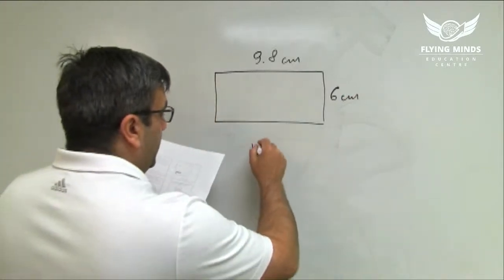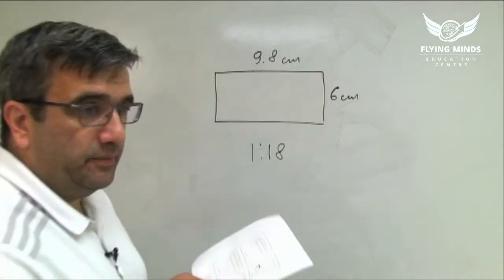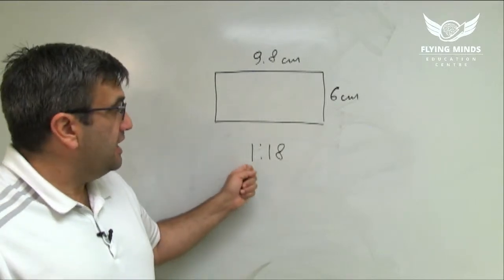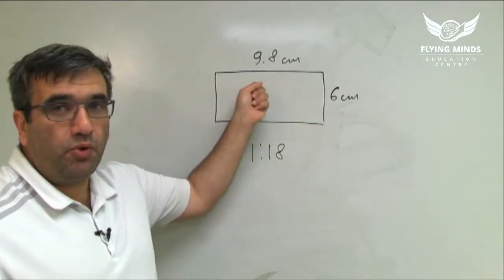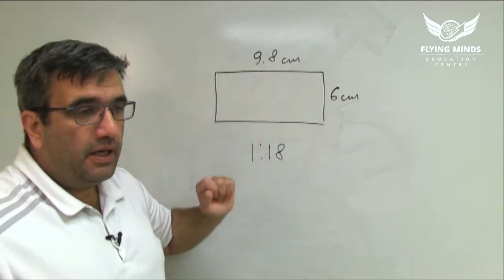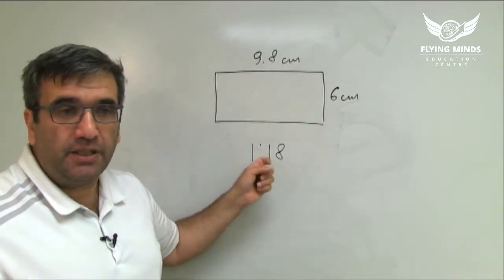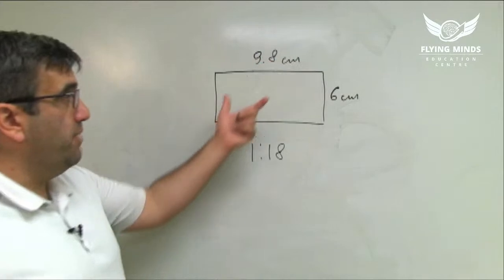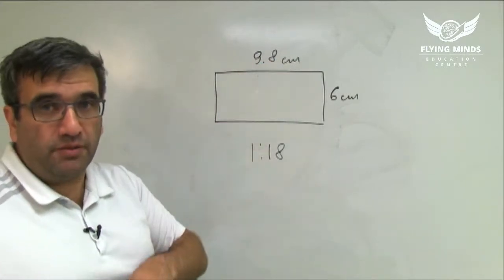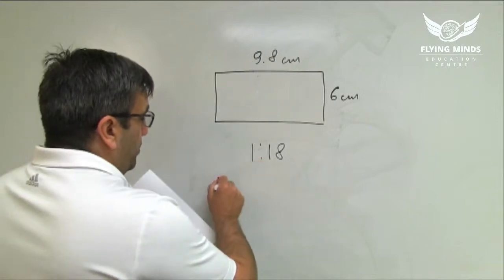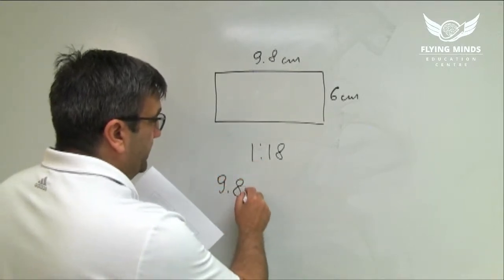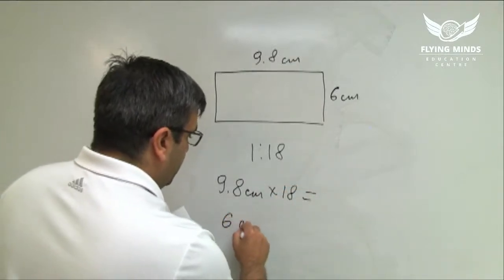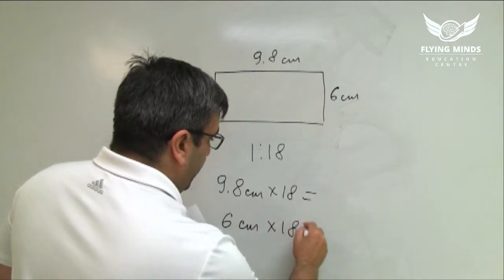Okay, so it's 9.8 centimeters and 6 centimeters. And scale is 1 to 18. So what does it mean, scale 1 to 18? It means that 1 centimeter on the blueprint is equivalent to 18 centimeters in reality, right? So to convert dimensions from the blueprint into real dimensions, we need to multiply 9.8 centimeters times 18, and 6 centimeters times 18.